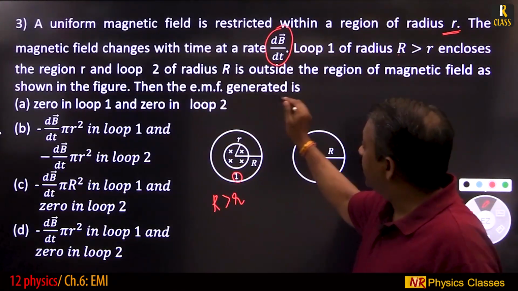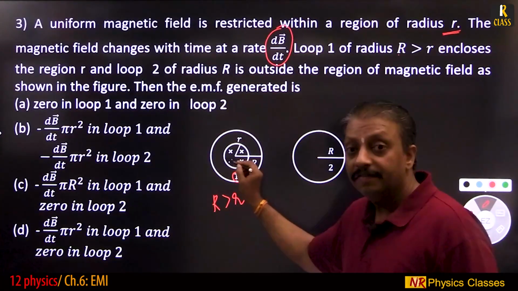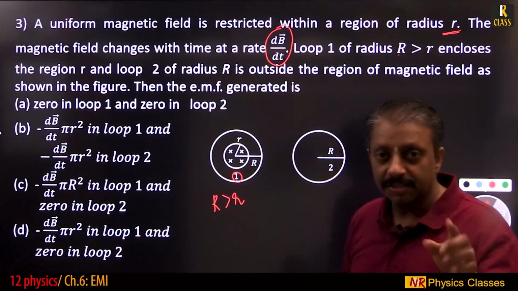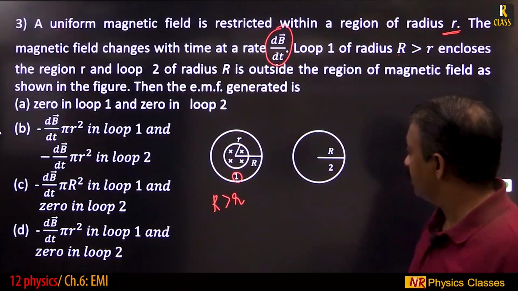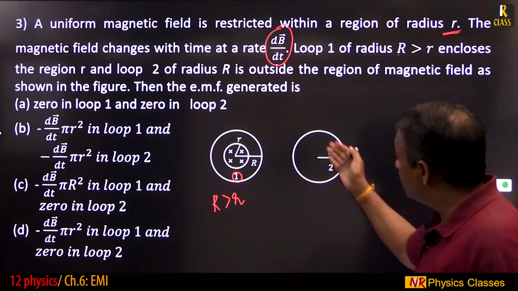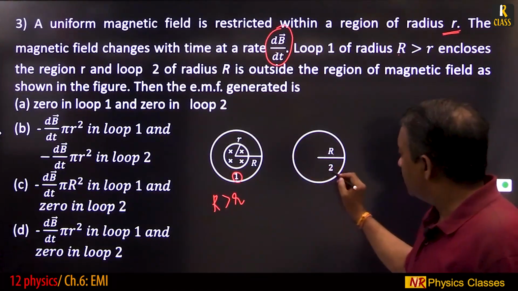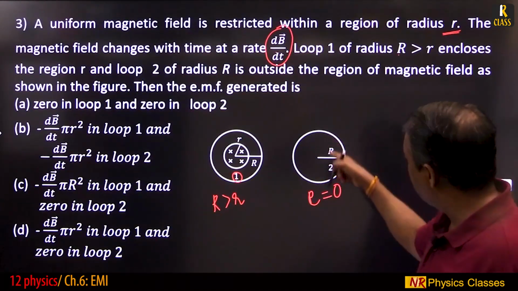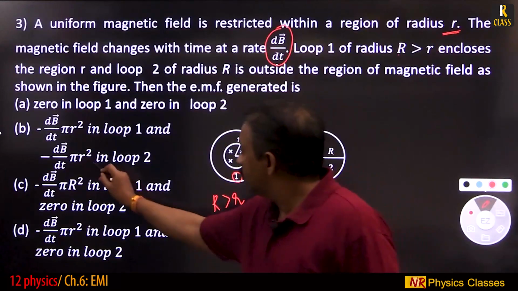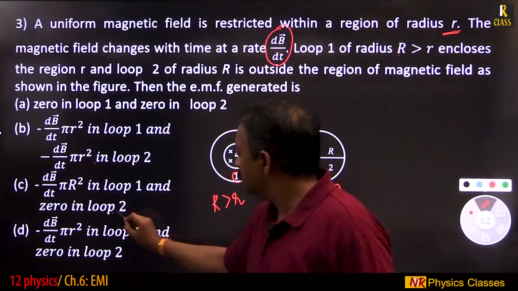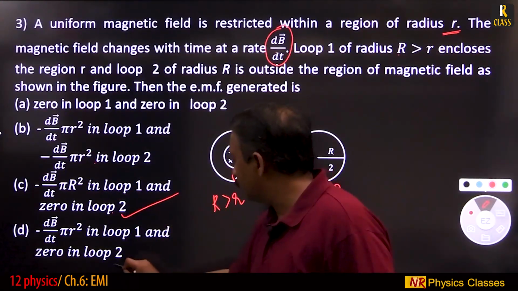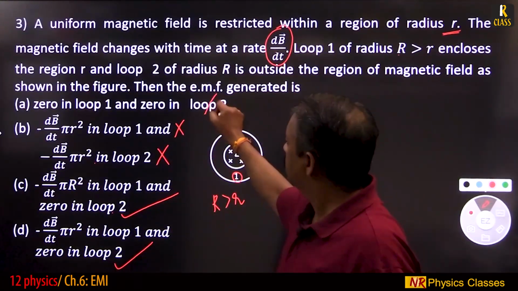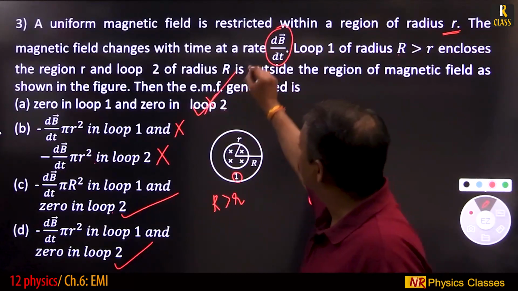Then the EMF generated is, this magnetic field changes at this rate. If the magnetic field changes, flux changes, there is induced EMF. With respect to loop 2, there is no change in flux. Therefore, EMF equals 0. So EMF in loop 2 equals 0. Fine.